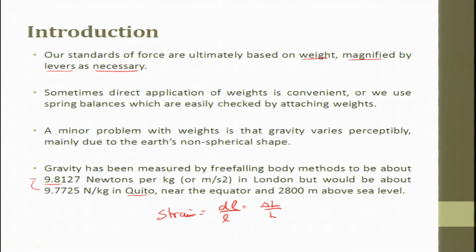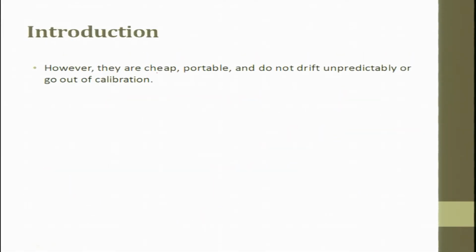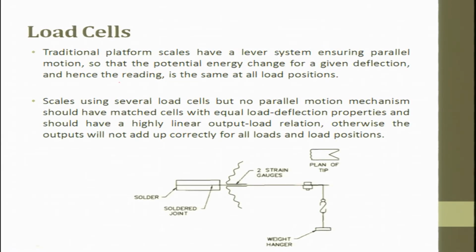You see there is a difference, that is what we are trying to say, and this difference will influence the spring balance. However, they are cheap, portable and do not drift unpredictably or go out of calibration. This makes the spring balance a very common piece of equipment for measuring strain. Now, let us see the next thing, which is called the load cell.